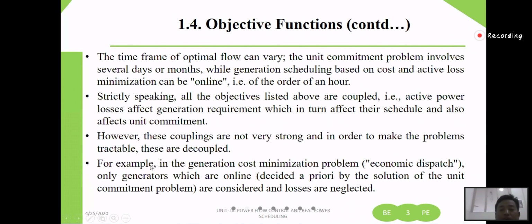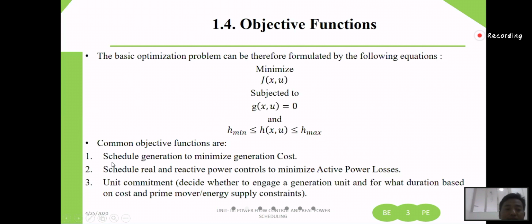And then for all these objective functions, the time frame of optimal flow can vary. The unit commitment problem is several days or a month. Okay, and then this is how we can schedule. So we can say that scheduling generation cost and achieving loss minimization can be online and of the order of an hour. But if you see carefully, all objectives listed above are coupled. Which means all these 3 are coupled.